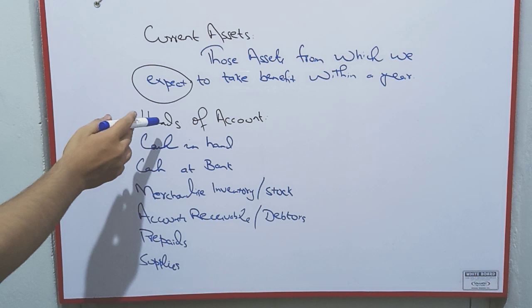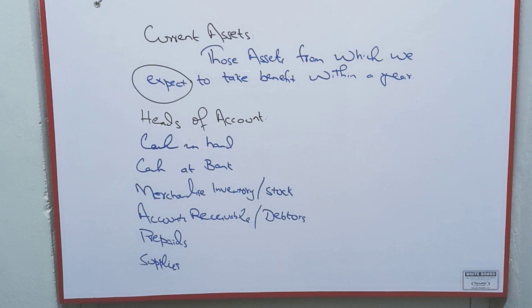Cash in hand, that cash which we have within a business. Cash at bank, that cash which is available at our bank account. Merchandise inventory, those goods which are available for the sale. It is called merchandise inventory or stock.